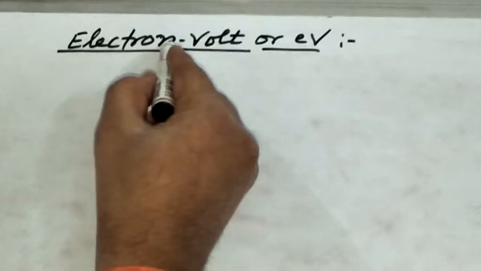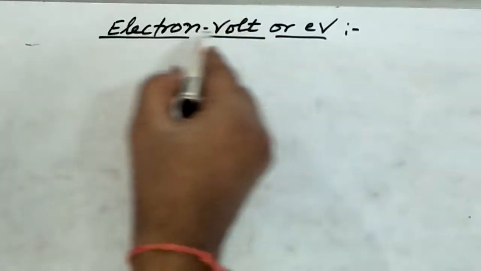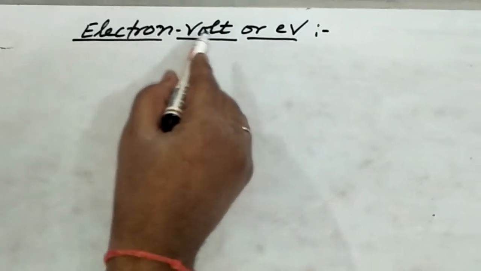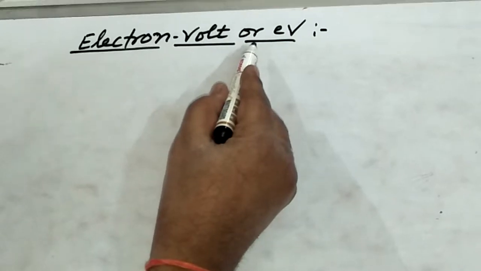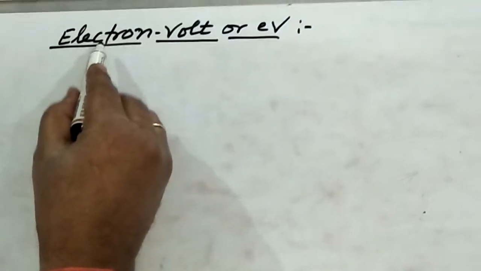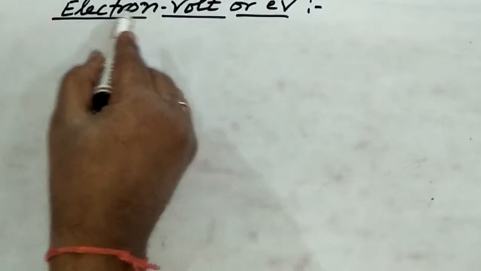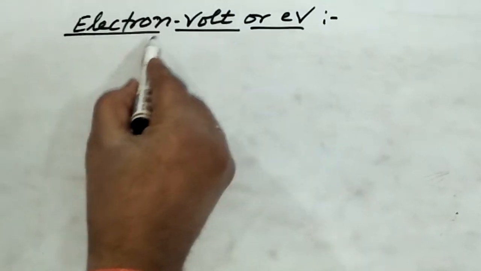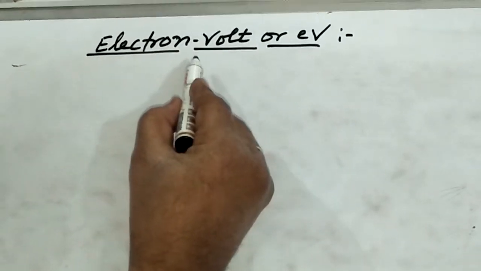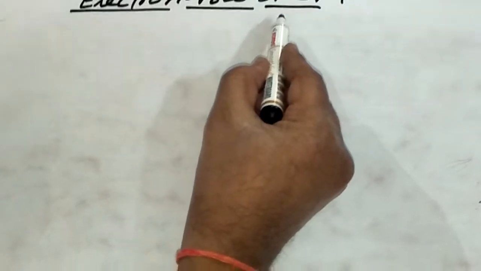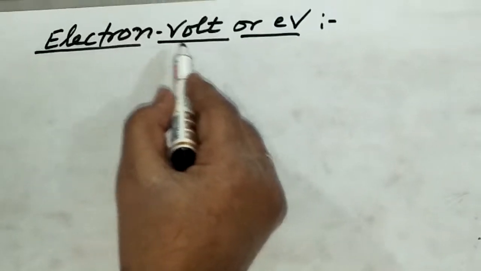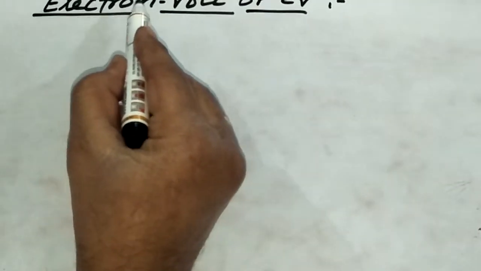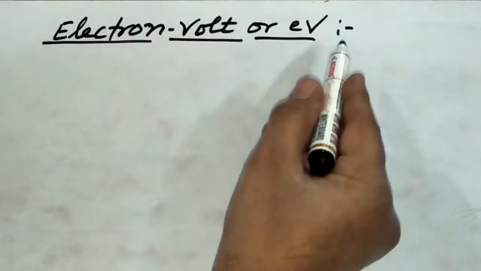Now I am going to define what the electron volt is. Actually, the electron volt is a very small unit of work or energy, which is commonly used in atomic physics. How can we define 1 electron volt? 1 electron volt is the work done in taking 1 electron from one point to another when the potential difference between these points is 1 volt. Or in other words, 1 electron volt is the kinetic energy which an electron acquires when accelerated through a potential difference of 1 volt.